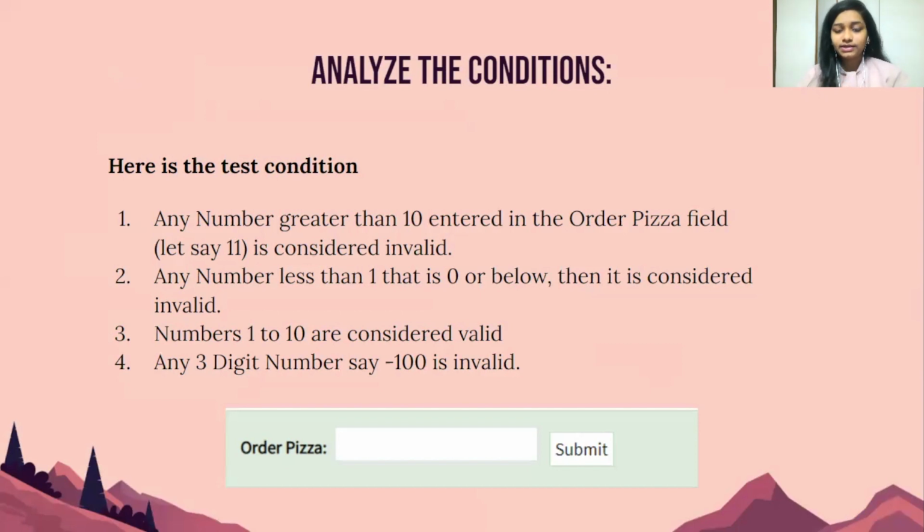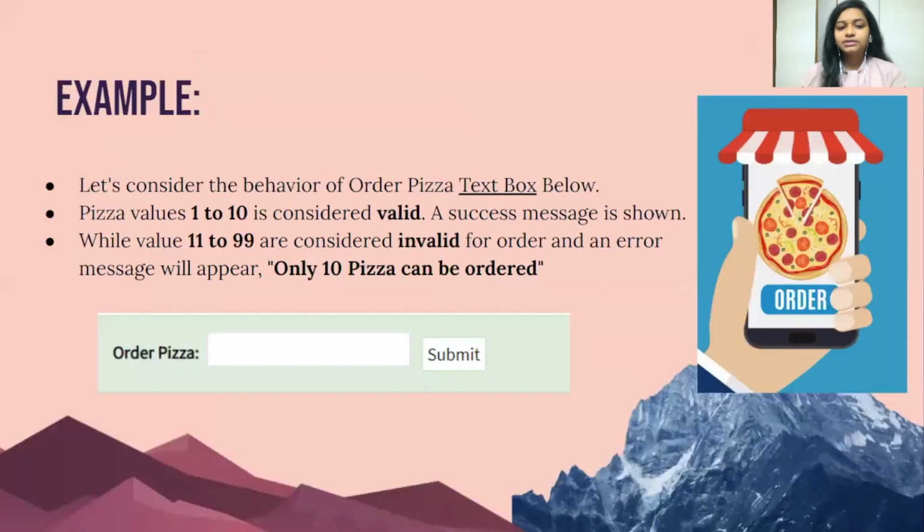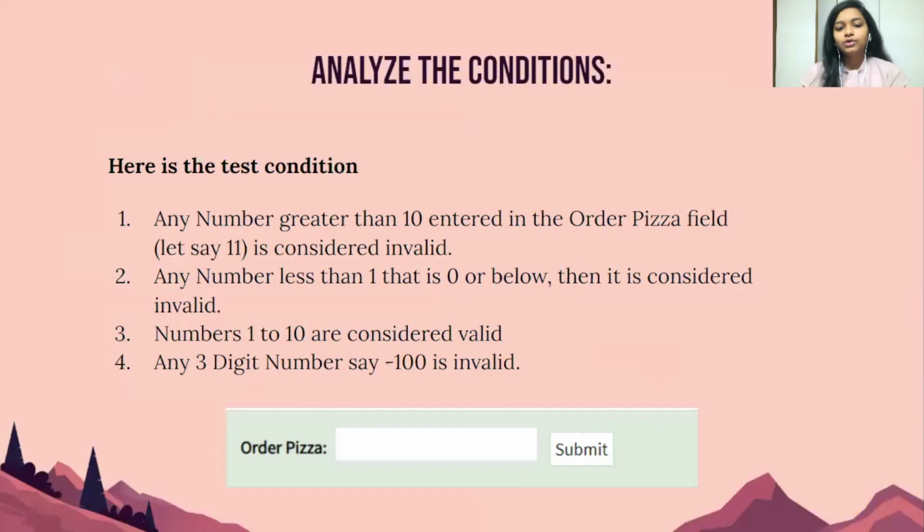So point number one is that we should not enter more than 10 digits, as that is considered invalid. And also we should not enter numbers below 0, which are considered invalid. And also we shouldn't enter digits of 100 or more, because as per the requirements, 11 to 99 are invalid, so from 100 it's also considered invalid. So the only valid case over here is 1 to 10.